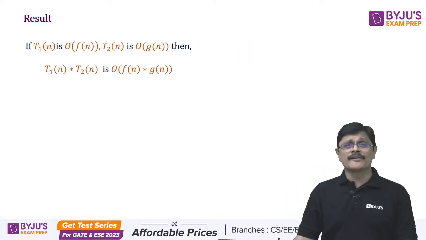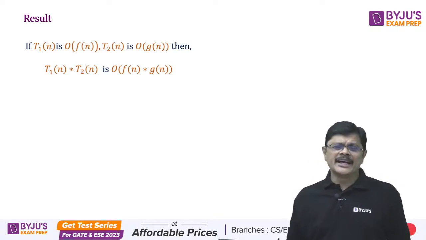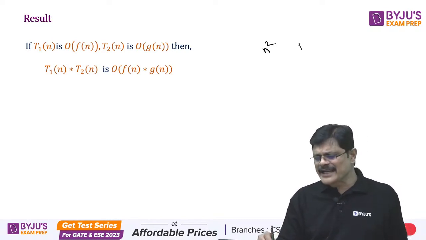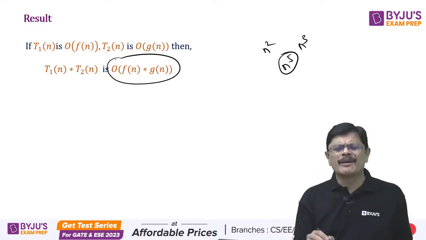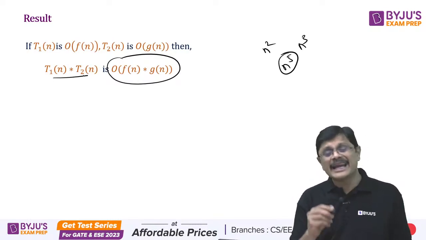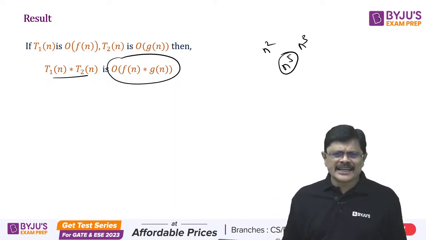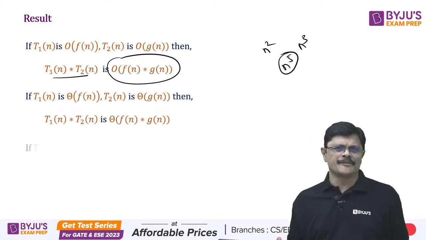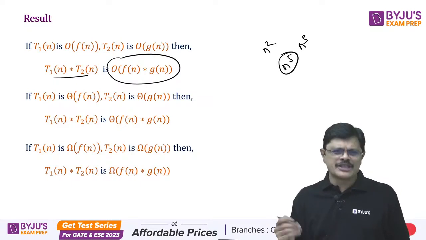And this is one more important result, sir. Suppose T1 is big O of f(n), and T2 is also big O of g(n). The product would be, see, it's like, one is n square, one is n cube. The product would be obviously n power 5. So that's it. Just multiply them. f(n) into g(n), my dear friends. So T1 into T2 would be big O of f into g. If it is theta, then same story. T1 into T2 is big theta of f into g. If it is big omega, then T1 into T2 is big omega of f into g, my dear friends.